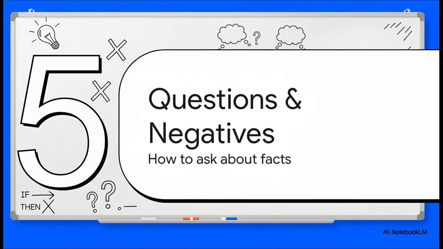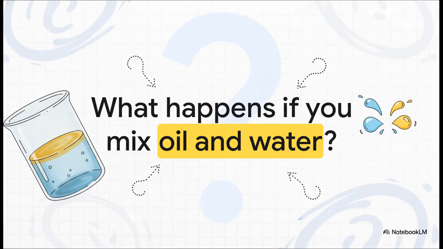Let's build on this a little more and look at how we can make questions and negative sentences using the same structure. So if you want to ask a question about one of these general truths, it's really easy. You just use a question word like what, ask about the result, and then pop the if clause at the end. What happens if you mix oil and water? It's a classic way to ask about a guaranteed result.